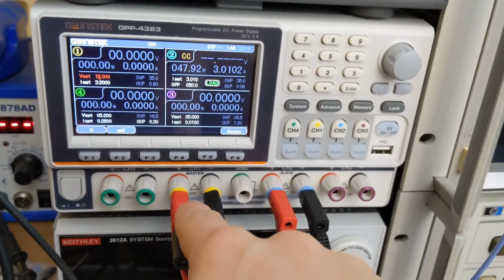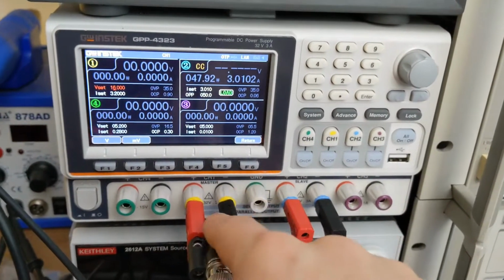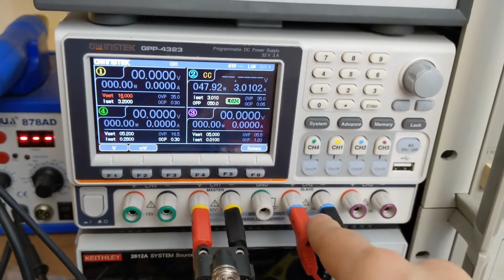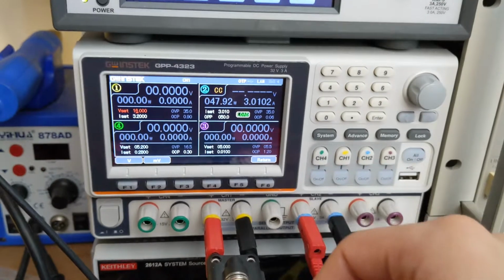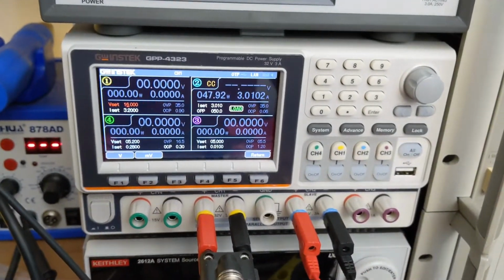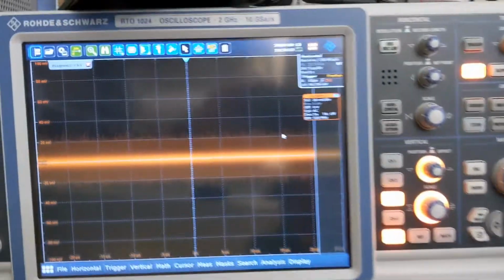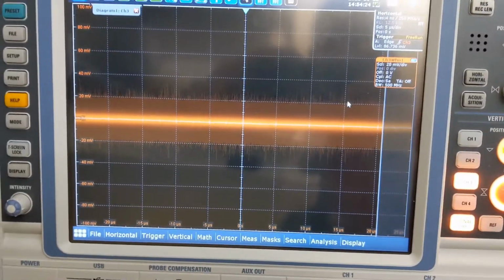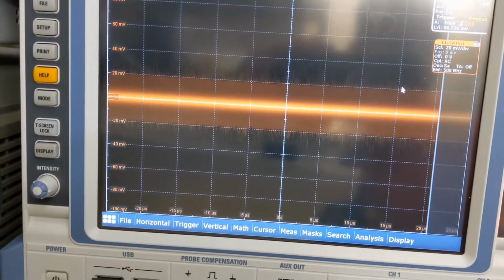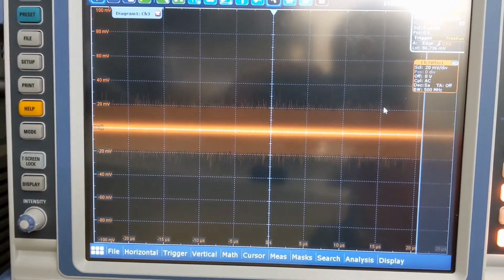So I've got channel 1 set up to source, channel 2 set up to sink about 50 watts, 15 volts, 3 amps, give or take. And then I'll be watching that on the scope. Right now the scope is AC coupled and the power supply is off. So let me turn on the power supply.